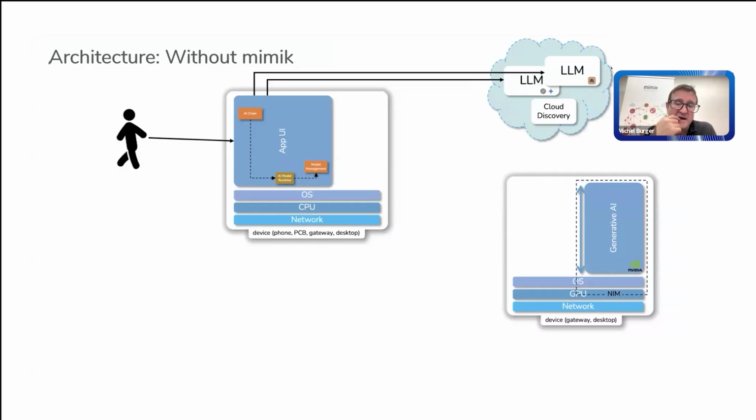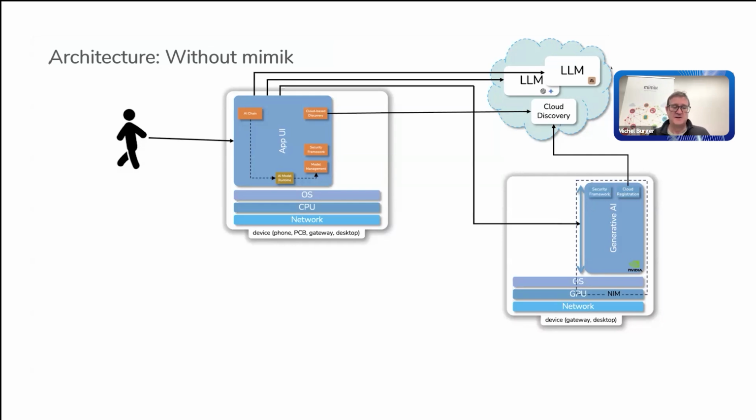This is generally why you most likely will need a cloud discovery where this AI will register. And now, because you have embedded a cloud-based discovery framework in your app UI, you can discover the generative AI that is close, which means that now you can talk to it. You also need a security framework in order to make sure that all of this happens in a secure fashion.